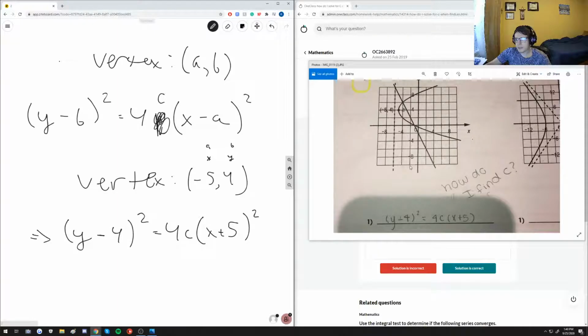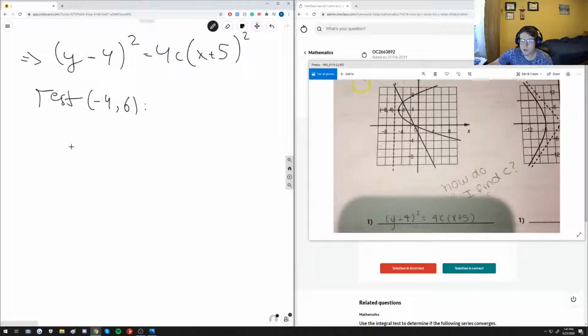Now, the question, how do you find c? You find c by taking any other point on the parabola and testing it and seeing what the value of c would be. So a good point here to take would be, for example, this intersection of this line and parabola. So that's minus 4 comma 6. So test minus 4 comma 6.